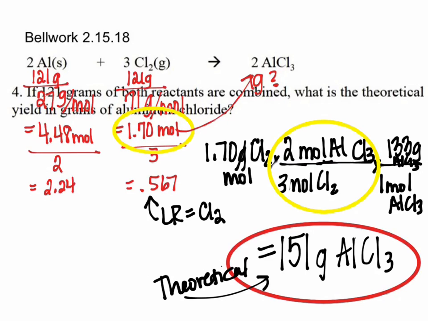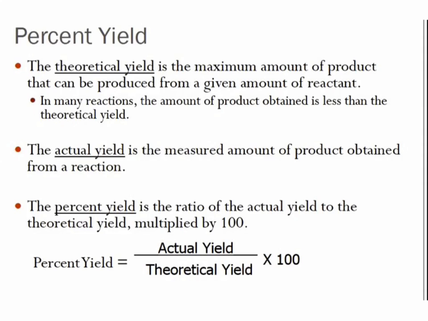Okay? Why is it theoretical? Because in theory, if everything we do in the lab is perfect, that's what we should get. Okay? So everything we've calculated up through today has been theoretical yield. Those are all theoretical. So let's talk about this. So we're going to talk about percent yield.